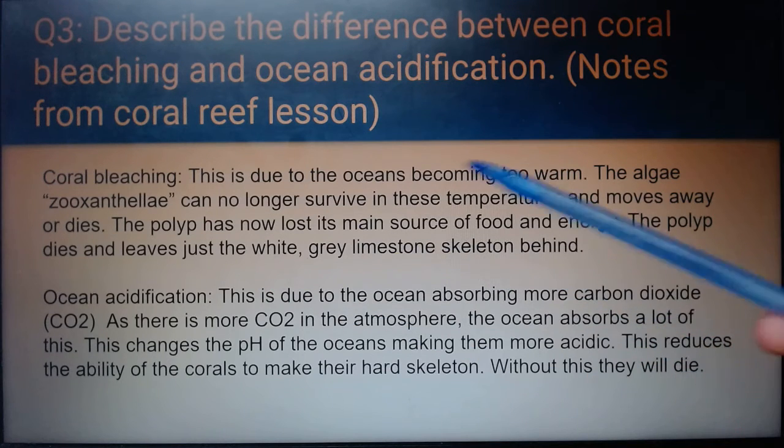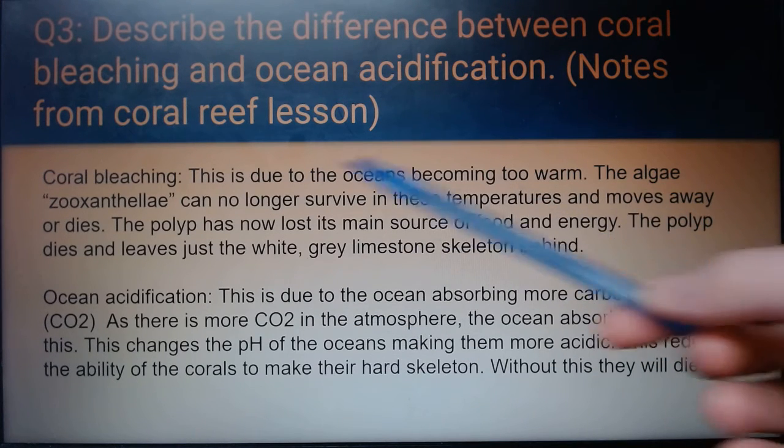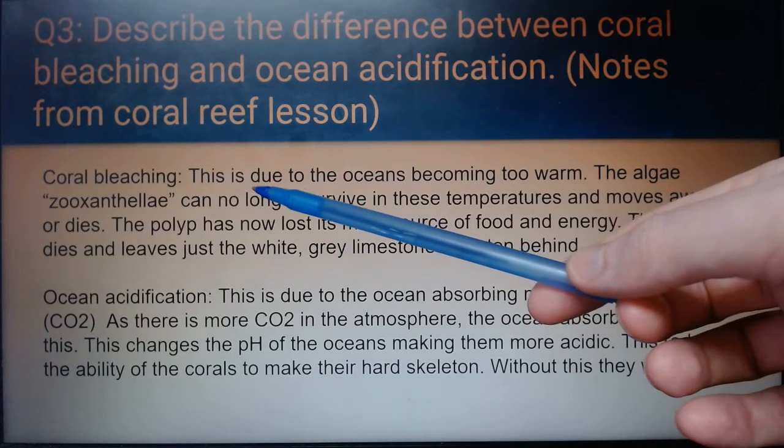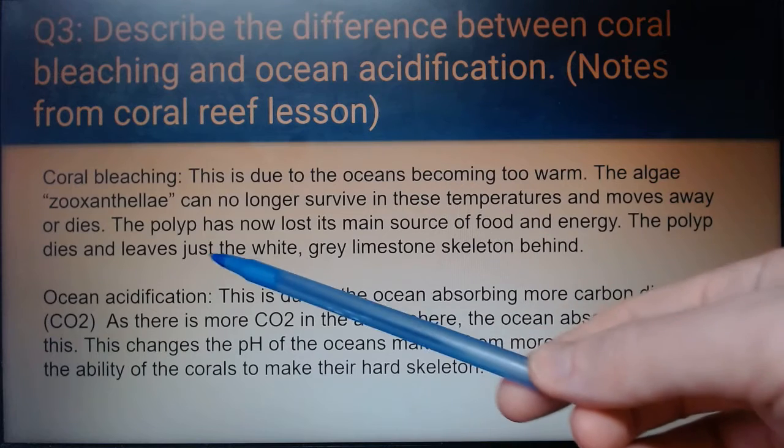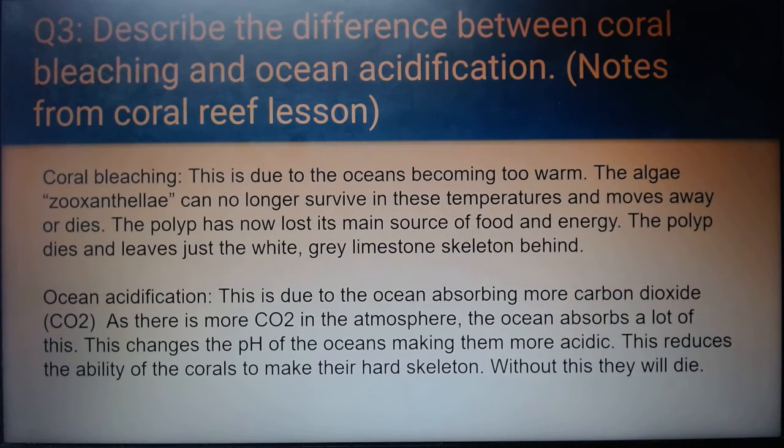Coral bleaching: the ocean's becoming too warm. The algae, zooxanthellae, can no longer survive in these temperatures and move away or die. The polyp has now lost its main source of food. The polyp dies and leaves just a white-grey limestone skeleton behind. That's where the term bleaching comes from, because it looks like the coral reef has just been bleached a kind of dull white-grey colour.